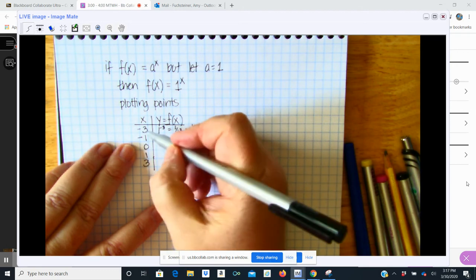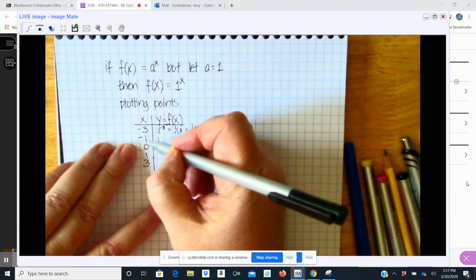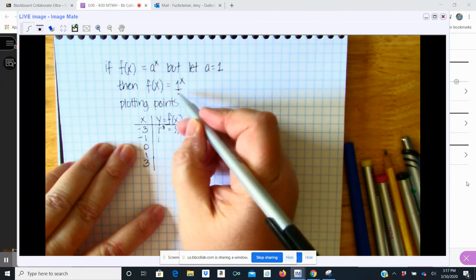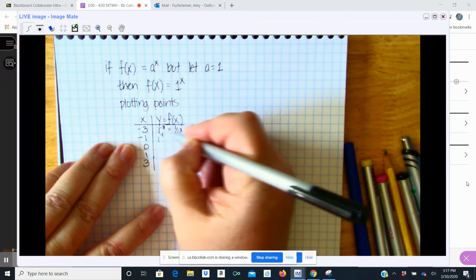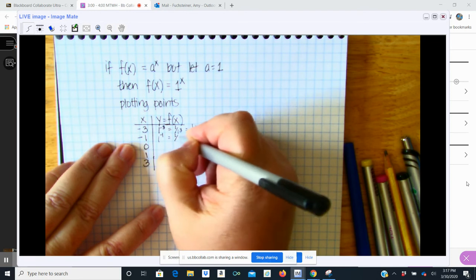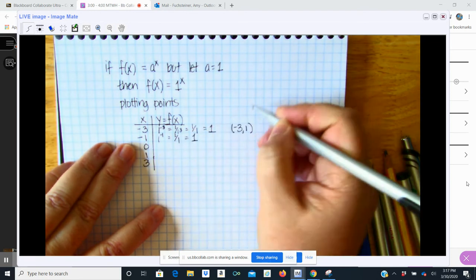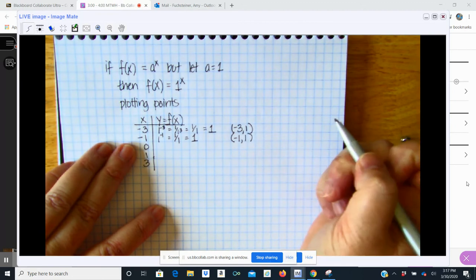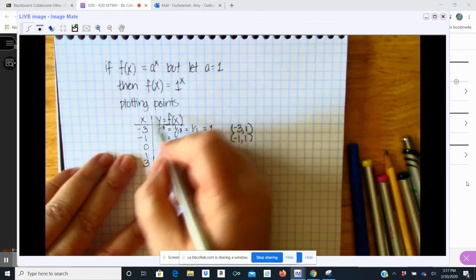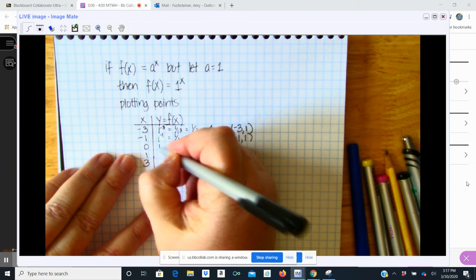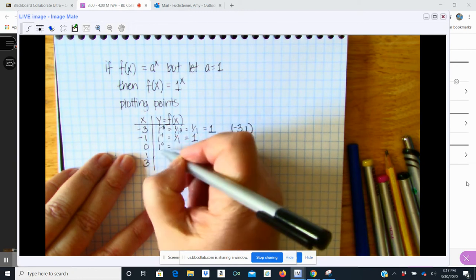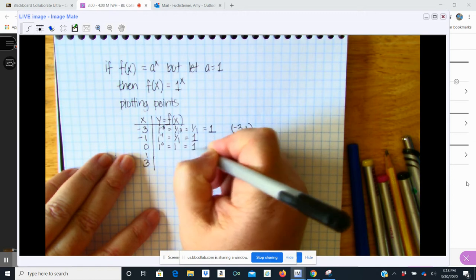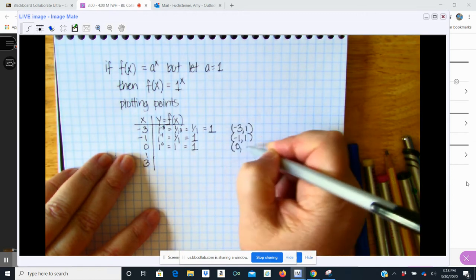My second point, if I let x equal -1, I would have y is equal to f of x, or 1 to the -1. This would be 1 over 1, which is just 1. And I have a second point at -1, 1. If I let x equal 0, I'd have 1 to the 0 power. Any number to the 0 power is always 1. That's going to give me a third point at 0, 1.